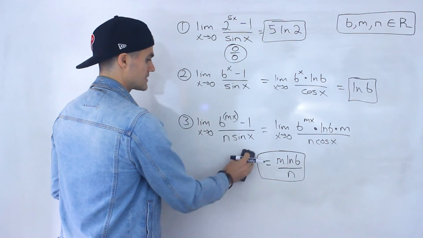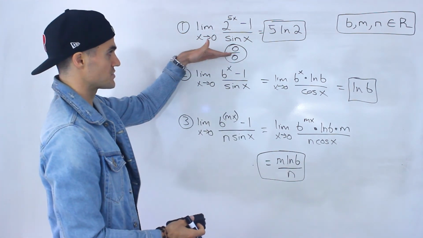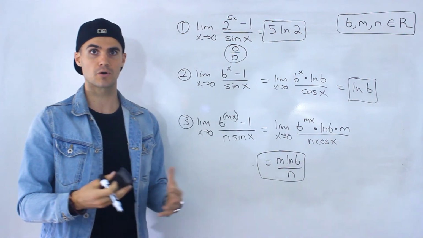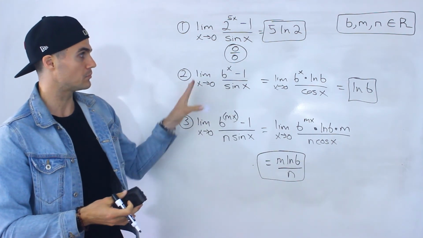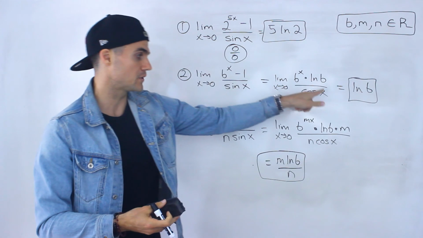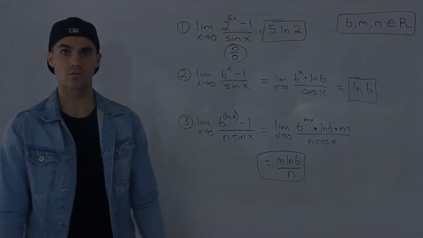In all three of these limits, they were all in that 0 over 0 format after a direct substitution. They were in indeterminate form, so we could apply L'Hopital's rule, and then we get actual expressions for the limit.